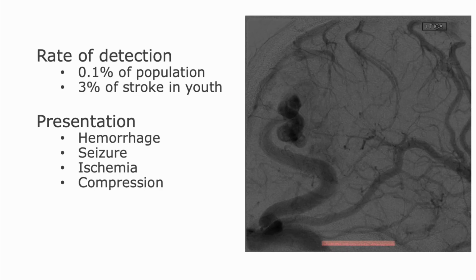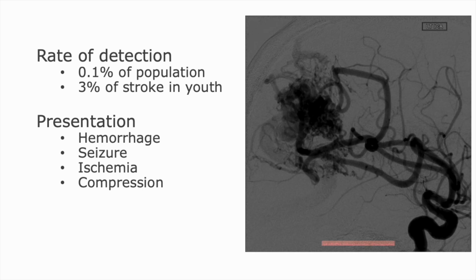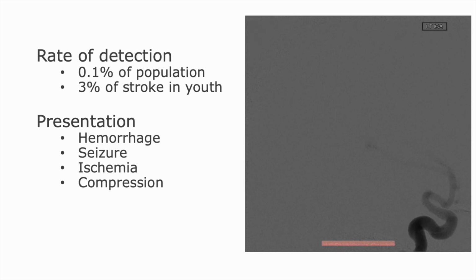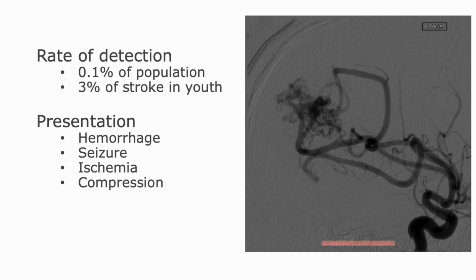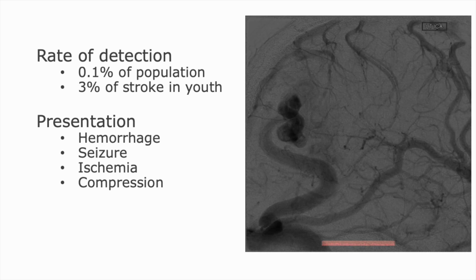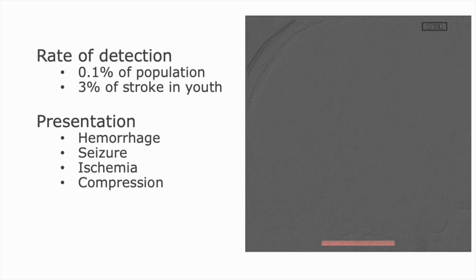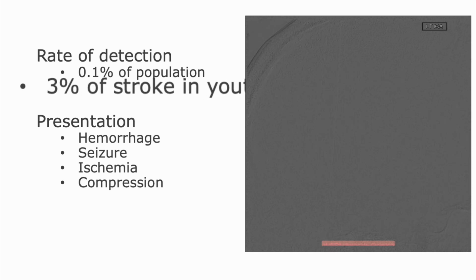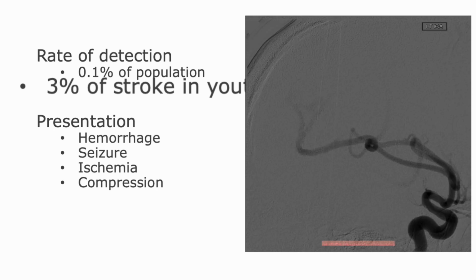Essentially, all AVMs are disorders of development, but tend to be detected in two peaks in age, one in childhood and another at about the age of 40. Though they're pretty rare in that they're only detected in about 0.1% of the population, they do impact the young disproportionately, accounting for approximately 3% of stroke in youth.